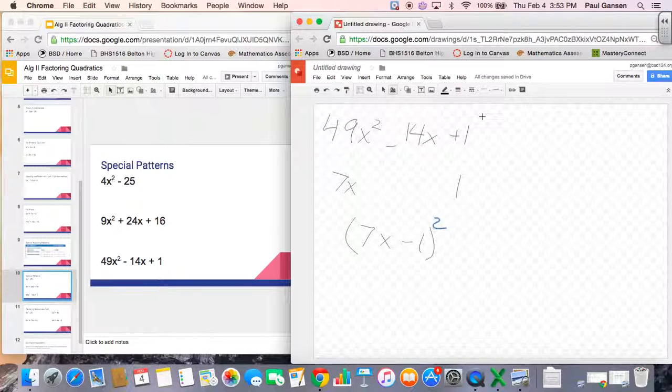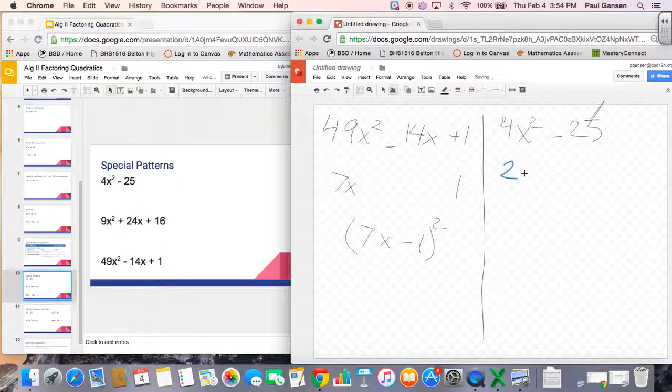Let's go back to the difference of two squares that we had here. We had, and this isn't drawing well, there we go, 4x squared minus 25. So, man, this pen is off. 4x squared minus 25. What did we square to get this? Well, to get 4, we squared 2. To get x squared, we squared x. And what did we square to get 25?